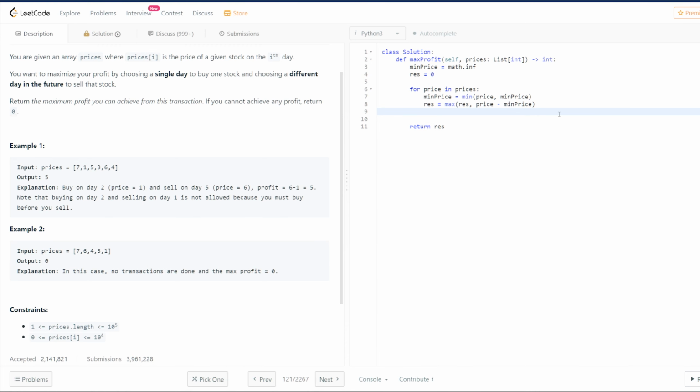I think that should be it. This question might seem tricky at the beginning, but just drawing out a graph of these numbers is going to give you a better indicator of what you should be looking for.